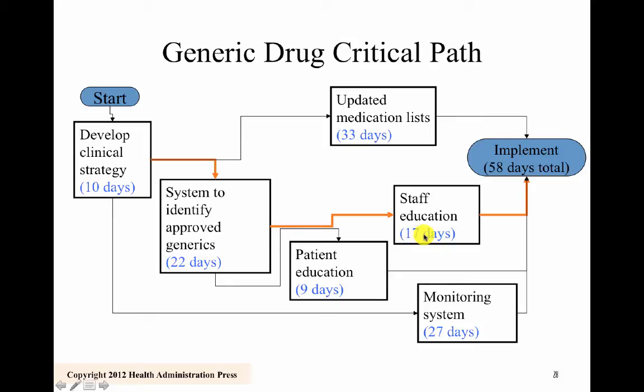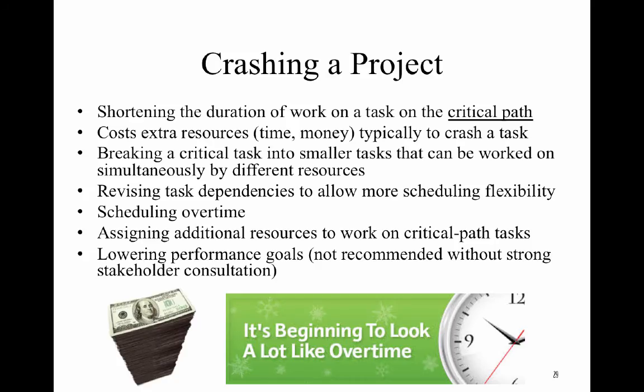So I still want to have some calculation of the other paths to see, is 57 days now still the lowest path, lowest number of days? And if it is, then now my project only takes 57 days. And that was just by crashing this staff education task. So again, it takes additional resources, additional time, maybe overtime or additional money to crash the task.